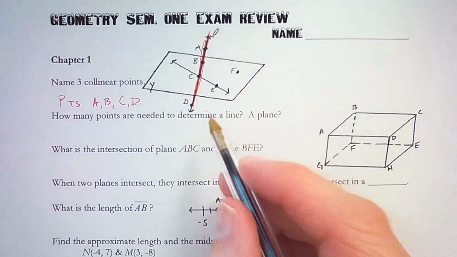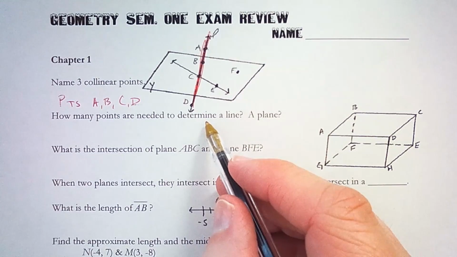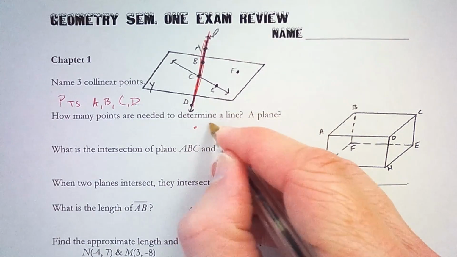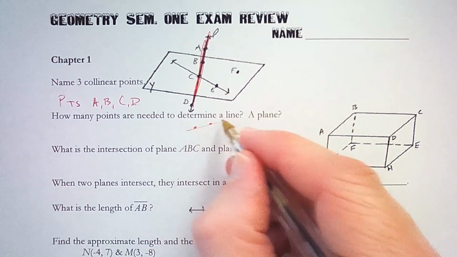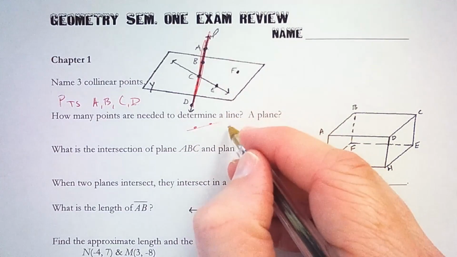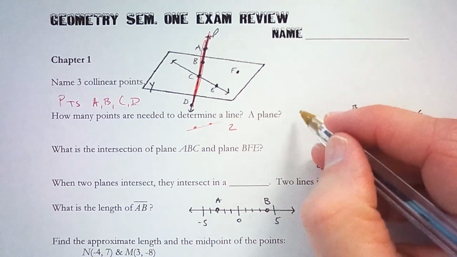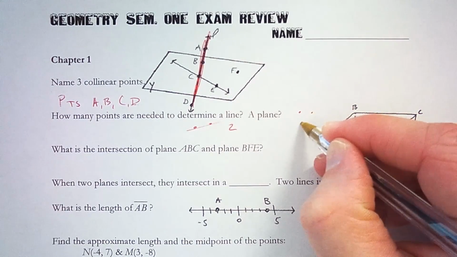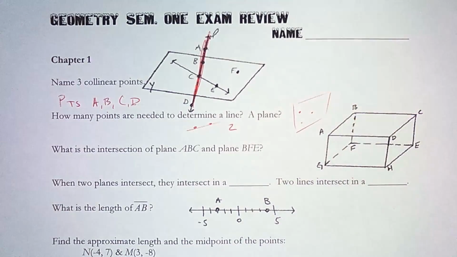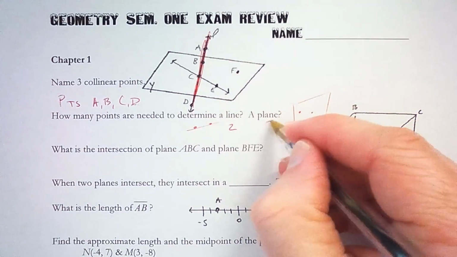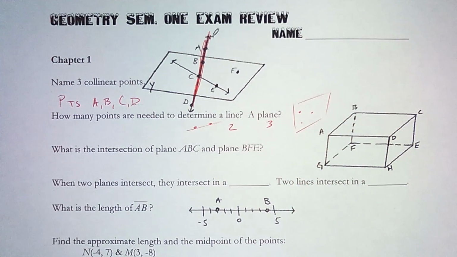How many points are needed to determine a line? In order to make up a line, I could put 2 points, and that's enough. There's a line that goes through those 2 points. So 2 points to determine a line. How about a plane? For a plane, it takes 3 points to determine that flat surface. So a plane takes at least 3 points.